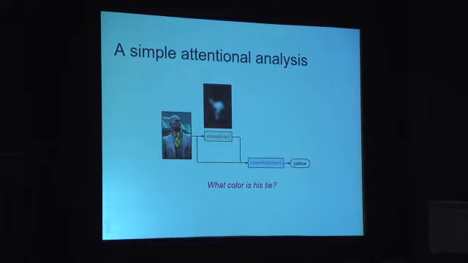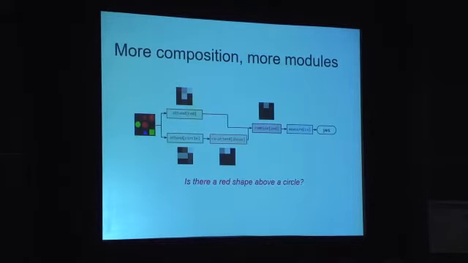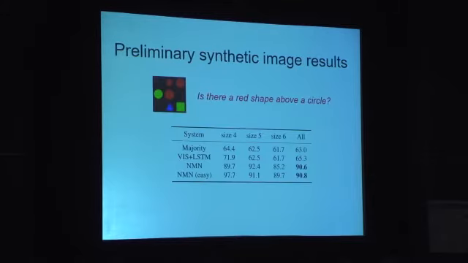For example, if you wanted to have a sentence, what color is his tie, it would create a small little visual routine to find the tie, extract the color, and answer the question. In the interest of time, I'm going to skip through a few of these slides and point out that what's really powerful about this is when you want to have very complicated logical queries. Is there a red shape above a circle? That's something that many of the existing networks have trouble with, but this approach does.